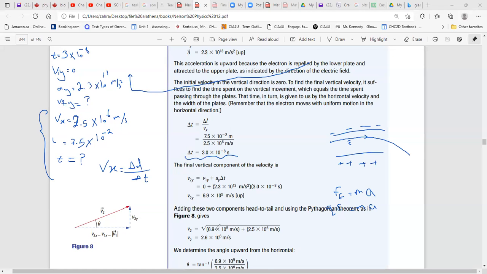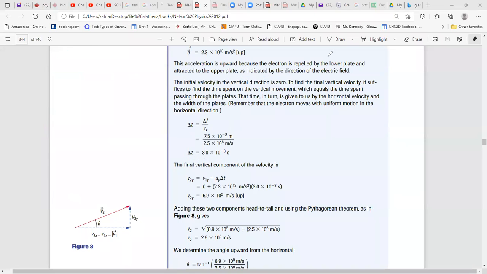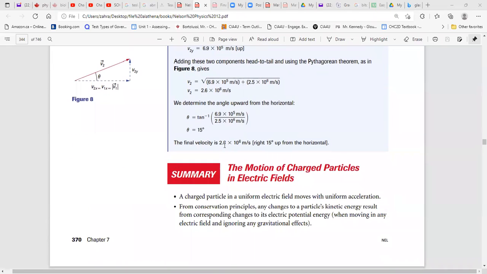So we need to put it together using the Pythagorean theorem. Here they missed the power 2. So velocity in the x direction squared plus velocity in the y direction squared, square root gives you the final velocity. Now you need to find theta. Theta is tan inverse of the y component of velocity divided by the x component of the velocity. You will find the angle as well. Let me erase everything here. And that would be the answer. 2.6 × 10⁶ meters per second, right? 15 degrees up from the horizontal.